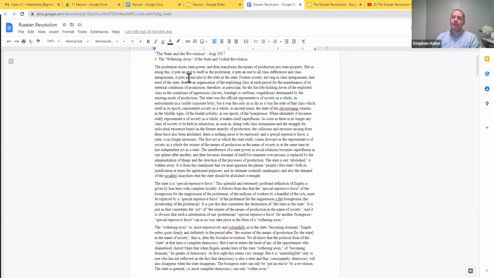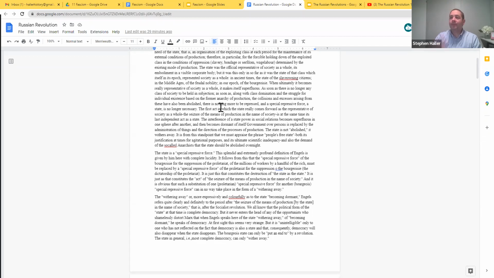And for those of you who maybe don't know your Karl Marx, right? One of the goals of communism at the end of it is to take away the state, right? That there is no more government necessary because we have reached a utopian society. So that's what he is saying here, right? So the state is a special repressive force.